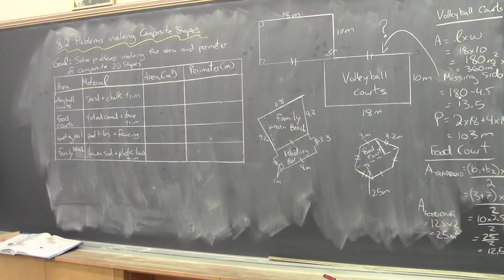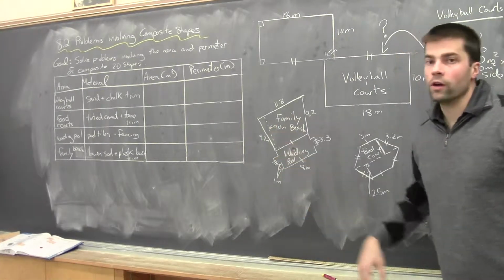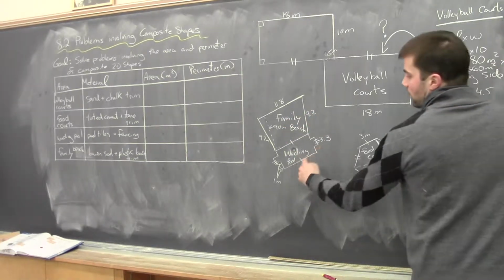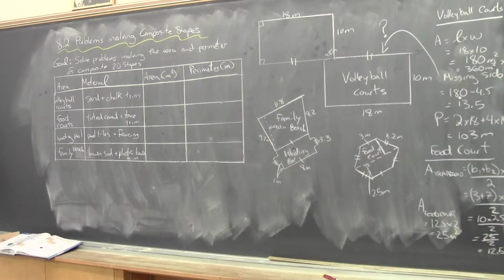We have the area of our family beach. This is this odd shape here. We're going to take this shape. Perimeter is obviously the easier one. We just add up all the exterior pieces. So let's look at perimeter first, at the family beach.